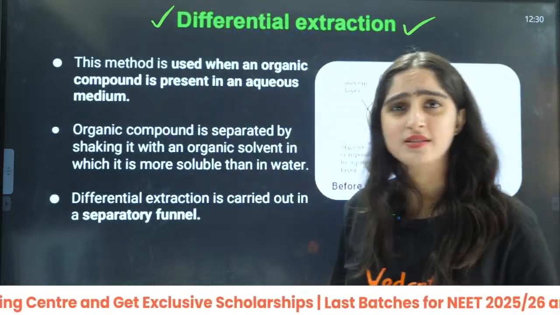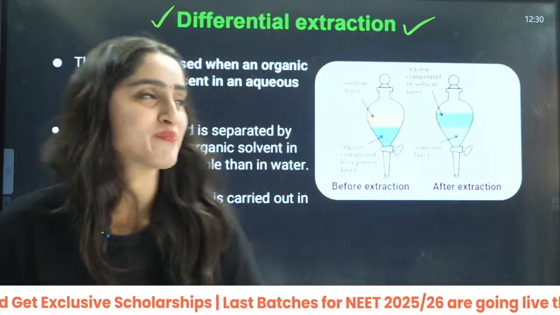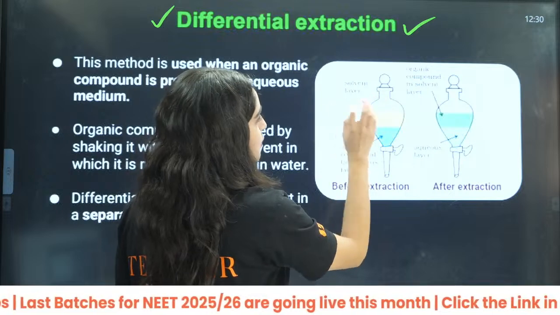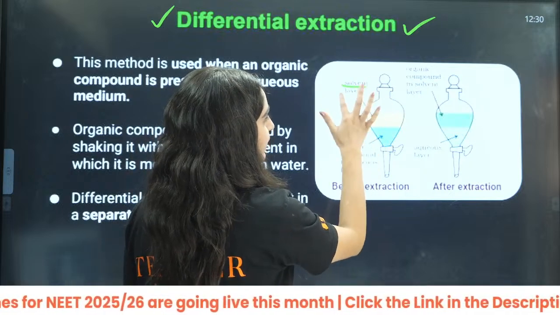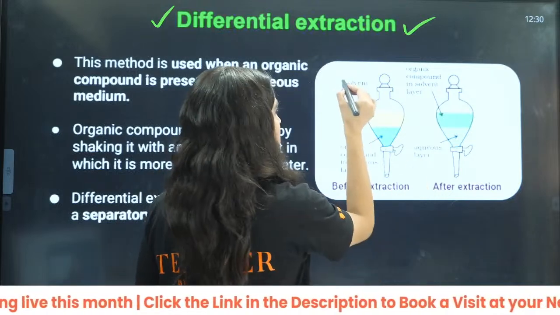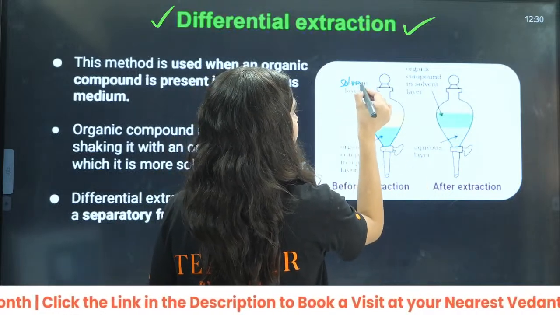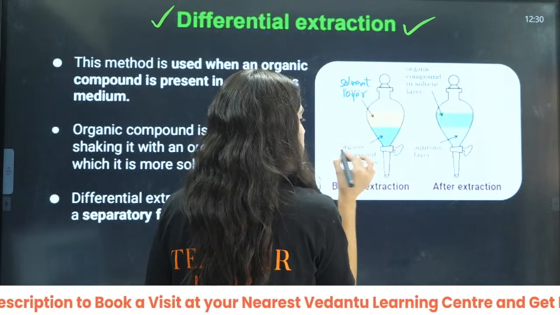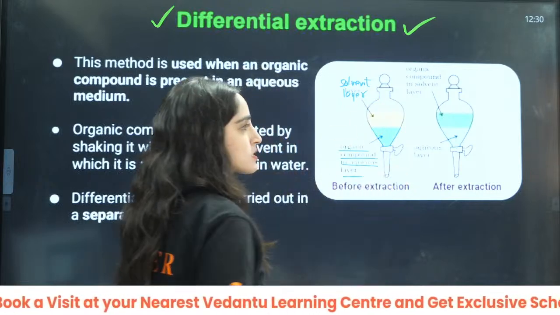Next is differential extraction. This is a very, very simple method, right? So what will happen here? In this, you will have a solvent layer. I think you are not able to see it, so I'll write it myself. You will have a solvent layer, and this is organic compound in aqueous layer.